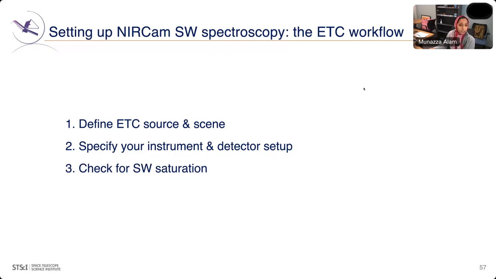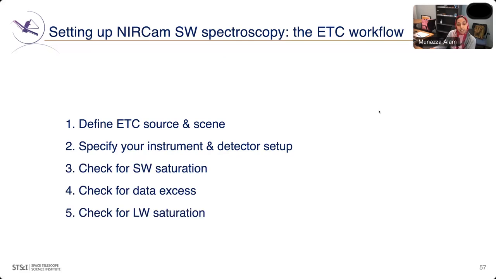You'll next want to check for short wavelength saturation to make sure that you are not hitting saturation. Once you know that you are not saturating the short wavelengths, you also want to check for data excess. And then once we are satisfying the data excess requirements, we also want to make sure that we're not saturating at long wavelengths. Amongst these checks, it's possible that we might need to iterate in these steps to make sure that we are balancing the saturation, SNR, and data excess.